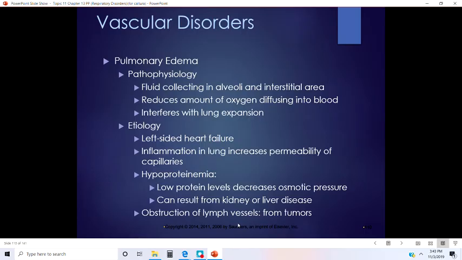And this could also interfere with lung expansion. Think about your lungs being filled with fluid. They're not going to have the same expandability.